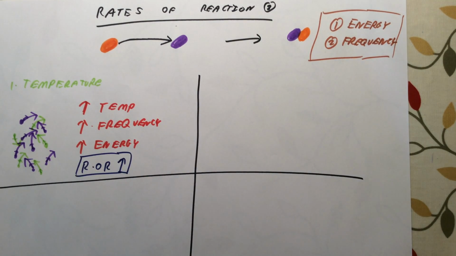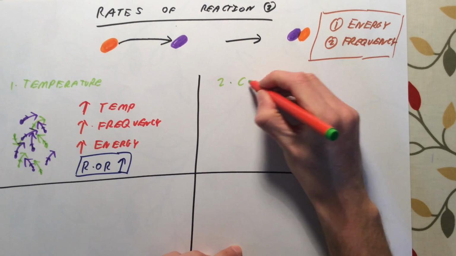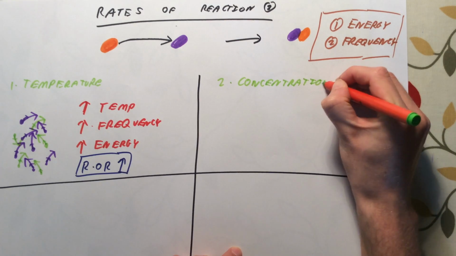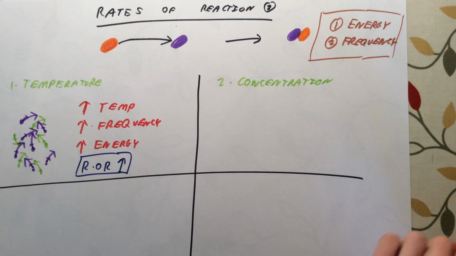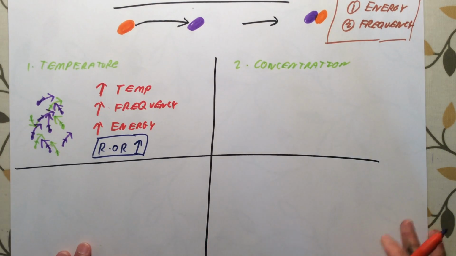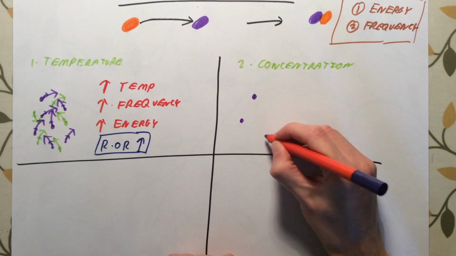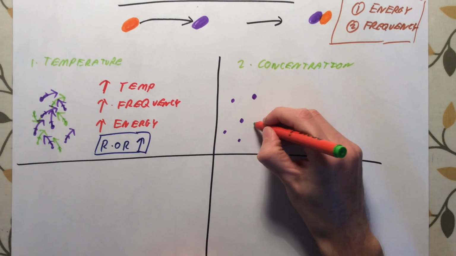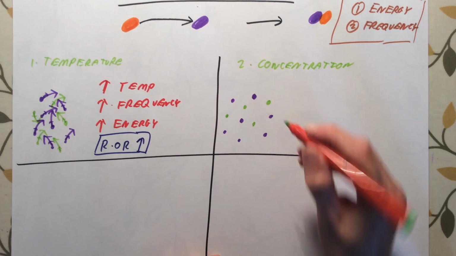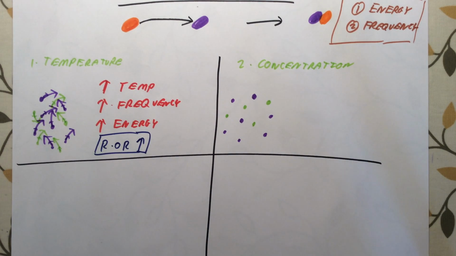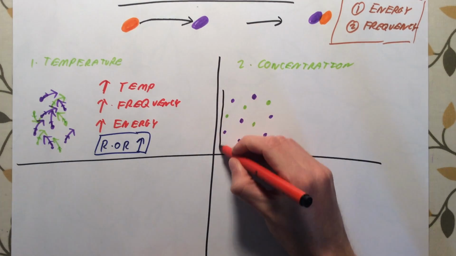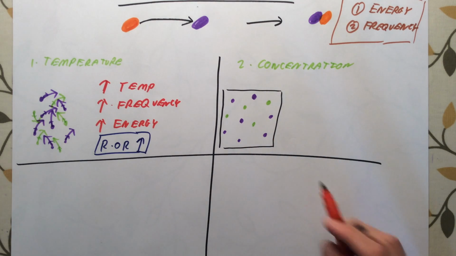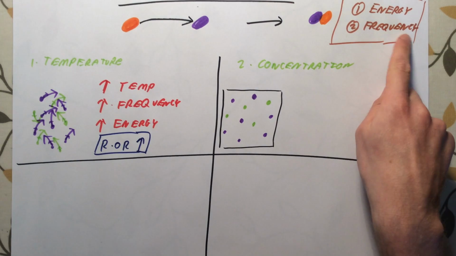The second factor we need to know about is the concentration of our chemicals. Similar idea again. I'm not going to show arrows this time, but just imagine I've got a sample, and I've got my purple particles. I've got green ones. And these are in a fixed volume. So let's draw these inside a container. These are all going to be moving around. They're going to collide together, but they are not very concentrated. Therefore, the frequency of the collisions is going to be quite low.